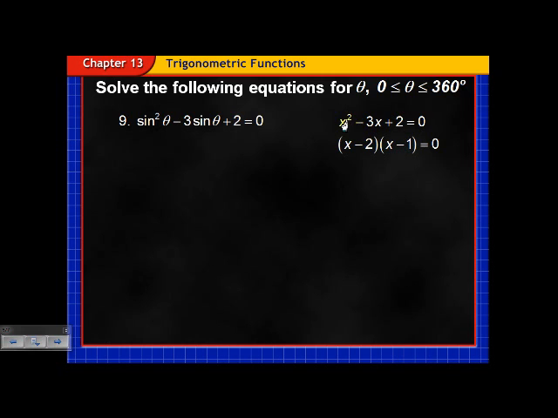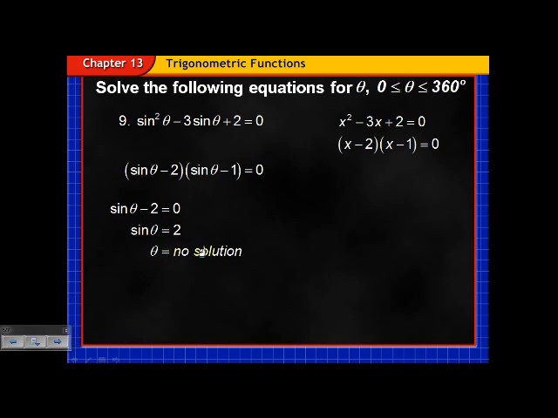So if this one is similar to x squared minus 3x plus 2, when I factor it, I'm going to get an x minus 2 and an x minus 1. Now, I don't really want to be working with my x's, so I'm going to put my sine function back in. That's going to give me sine theta minus 2 times sine theta minus 1 equals 0. And again, I have 2 problems to solve. I have sine of theta minus 2 equals 0, so sine of theta is equal to 2.